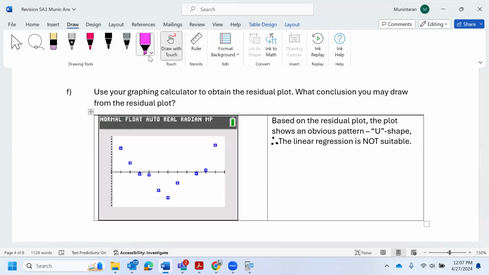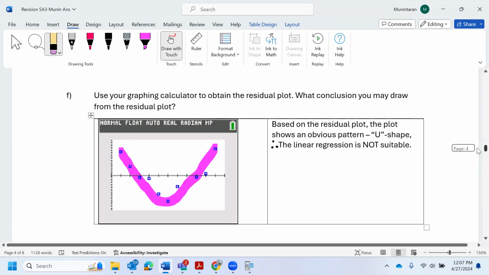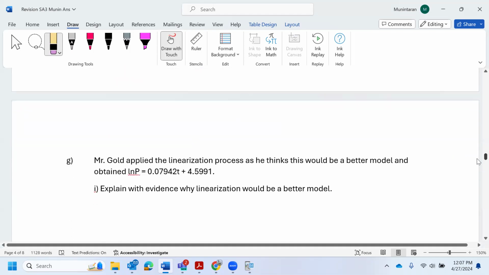You have the U shape. No need to look for a perfect U, as long as it goes above, below, above, or below, above, below. Randomly scattered would be below, above, above, below, below, above, above, below, like that. In this case, it is not. So the conclusion is done from the residual plot. It's not suitable.